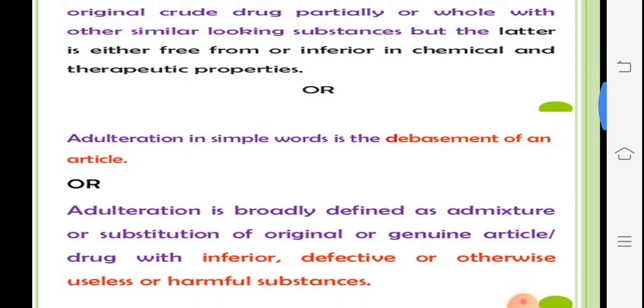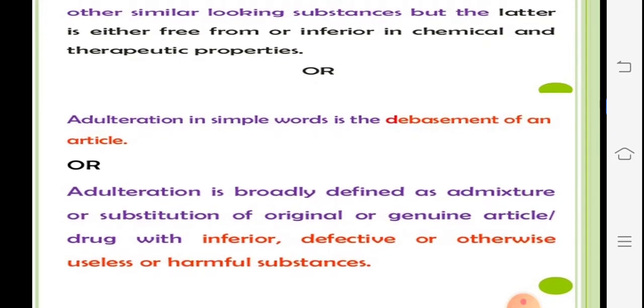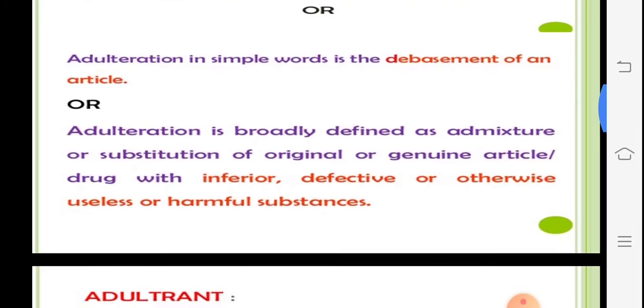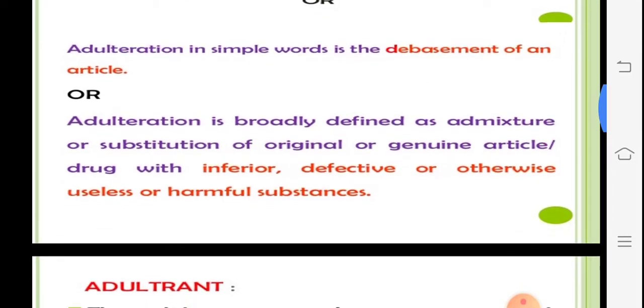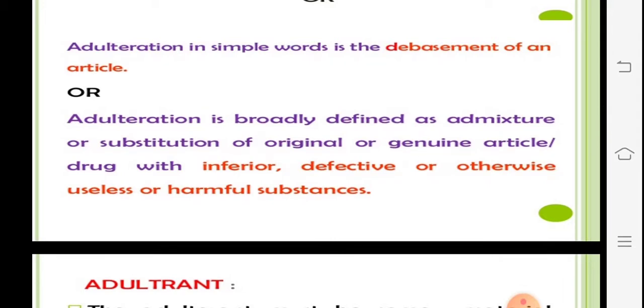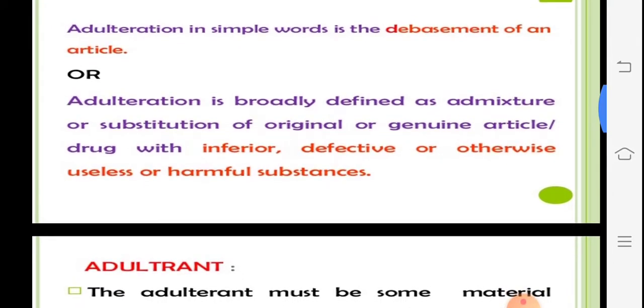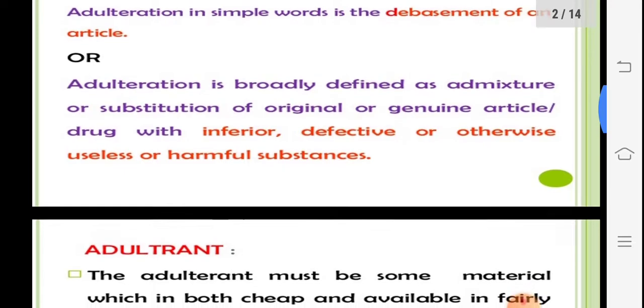In simple words, adulteration is also defined as the debasement of an article. Debasement means the basic foundation drug content is not there. It may also be defined broadly as the admixture or substitution of the original or genuine article or drug with inferior, defective, or otherwise useless or harmful substances. Any original drug with a very small content added and made into oil is therefore called adulteration.